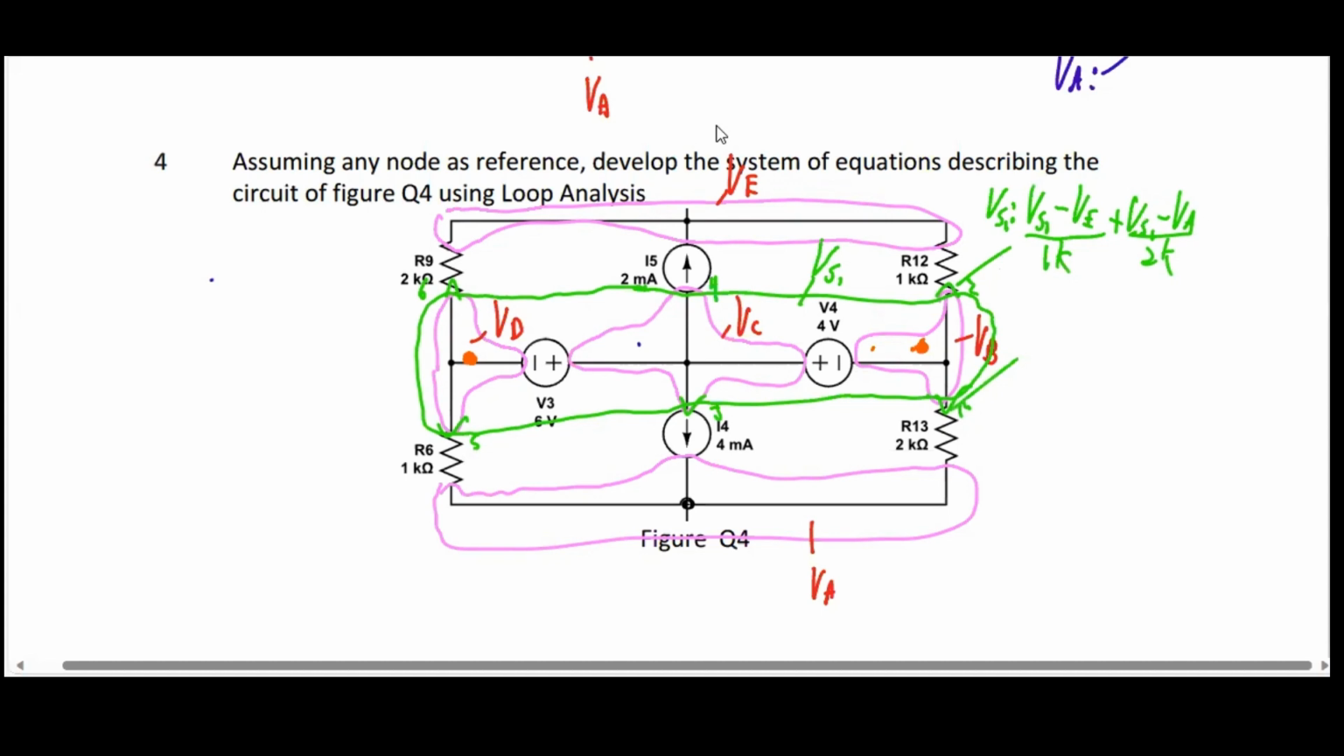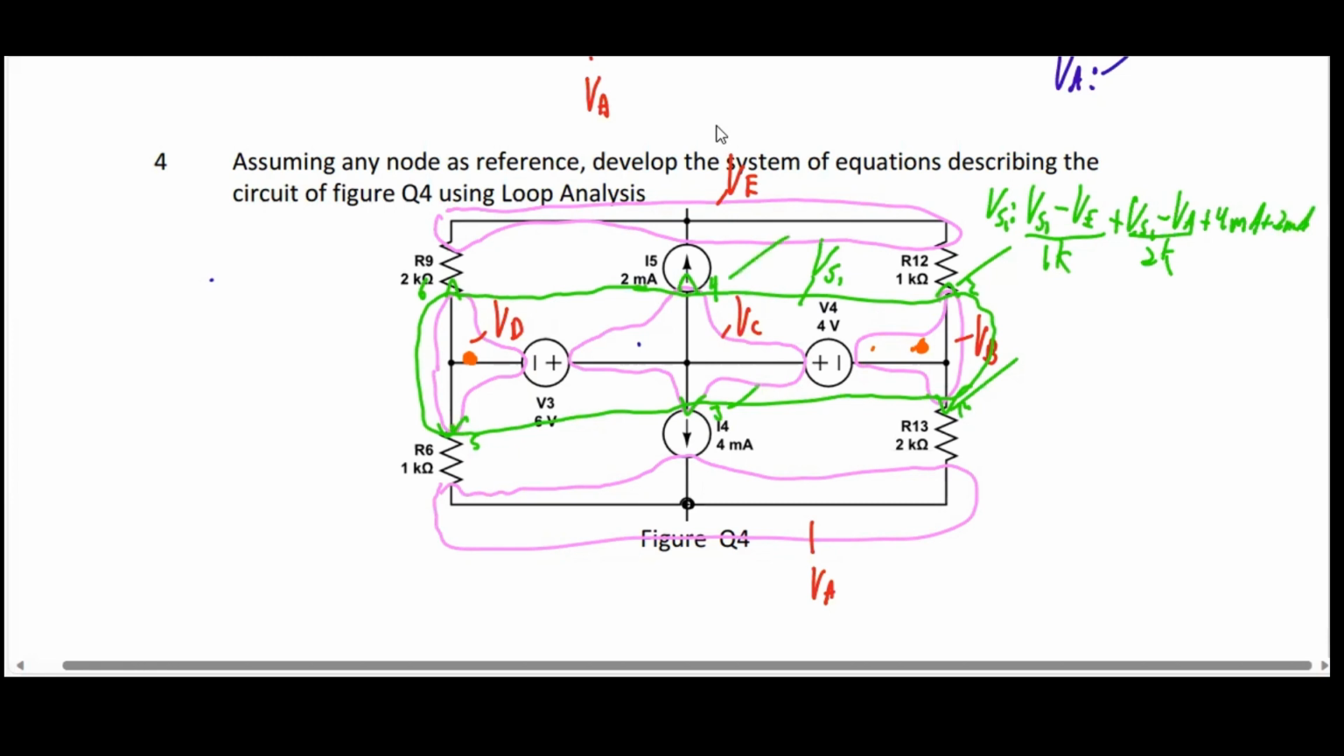So I did this one. I go to 3. Look at the current source. Is it in the same direction as what I assumed? Yes, it is. So this is just going to be plus 4 milliamps. That's done. Moving on. Look at the current source. Is it the same direction that I assumed? Yes, it is. So this is going to be plus 2 milliamps. Moving on.